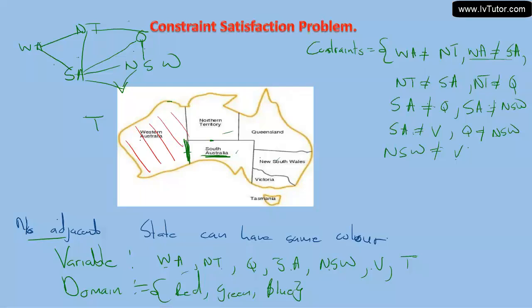Right. Once you assign a color to a particular province, this one is now still left with three options. This is now left with 2, and this is now left with 2. Right? And then once you assign, say you assign this one to Northern Territory color, say of the 2, green and blue, you assign a color here.